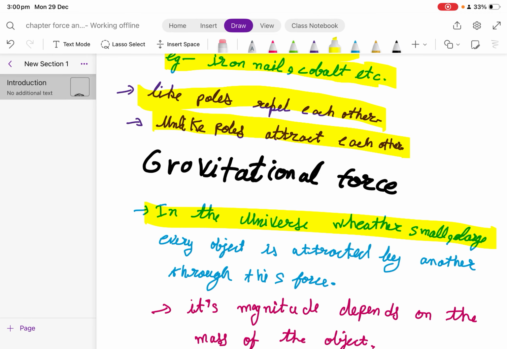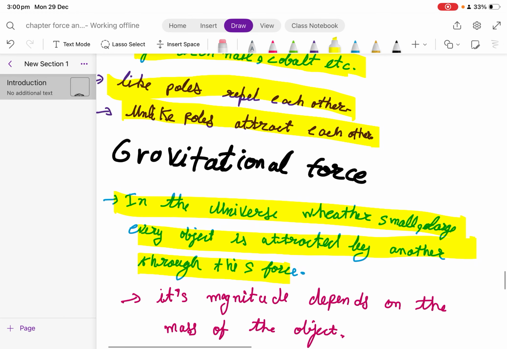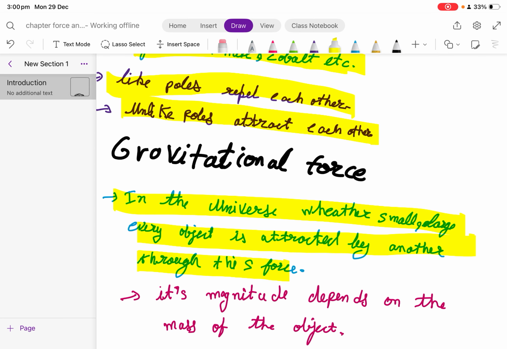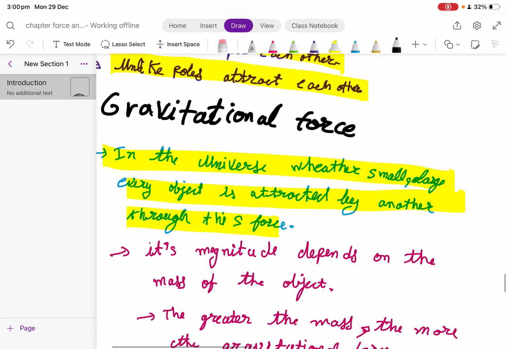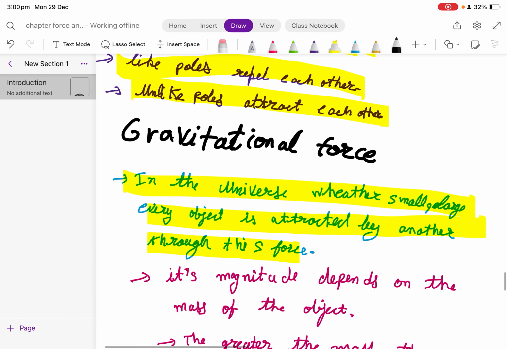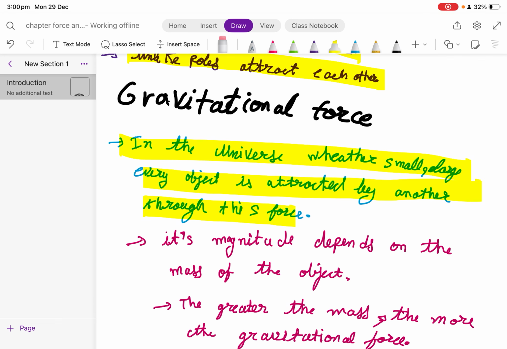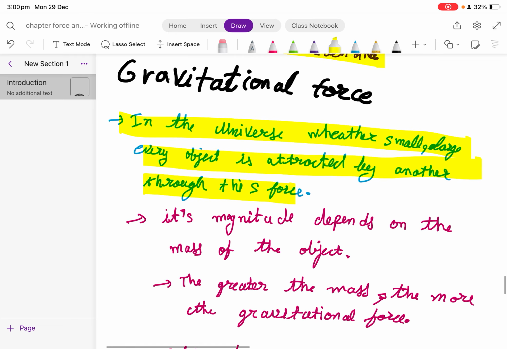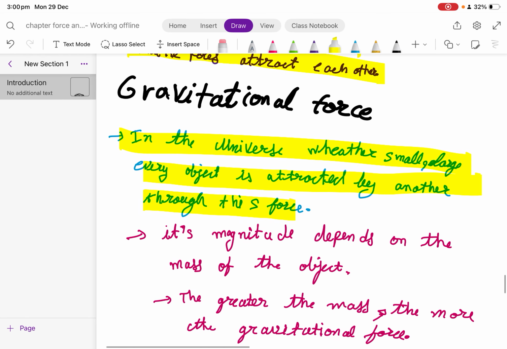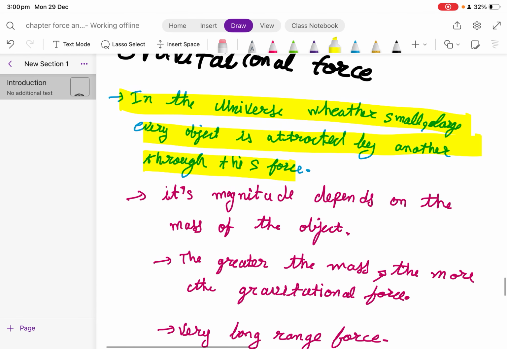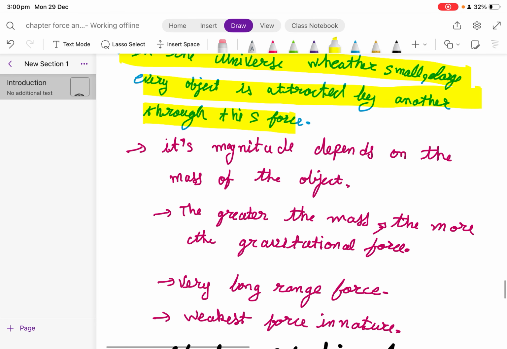Now, the second is gravitational force. In the universe, whether small or large, every object is attracted by another object through this force. This force is gravitational force and it is the most important force, which Newton told us about when the apple fell on his head. We'll discuss more in class 9th. Since it's your class 8, we'll discuss it only briefly. There is not a separate chapter for that now, but it will be in class 9th.